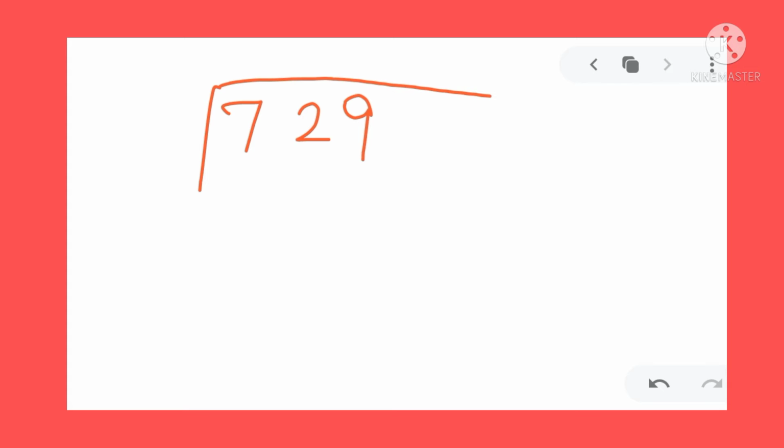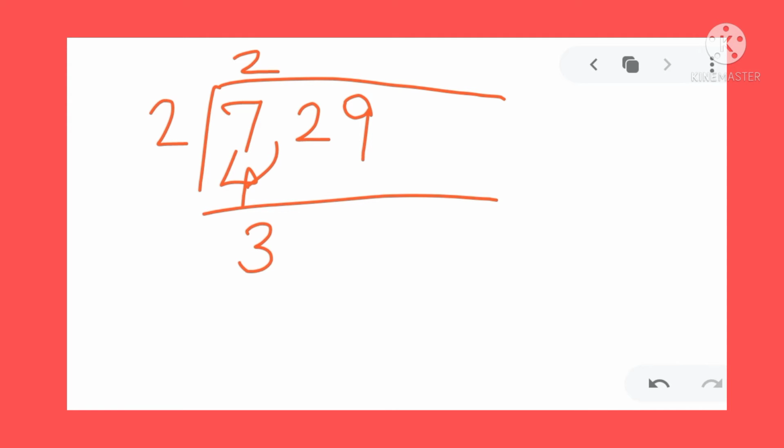Another number, 729. First we make it a pair. Since 7 lies between 4 and 9, we write 2. That 2 should be here. 2 2s are 4. Then subtracting we will get 3. Then write 29 together. Then the double of 2, we write 4.